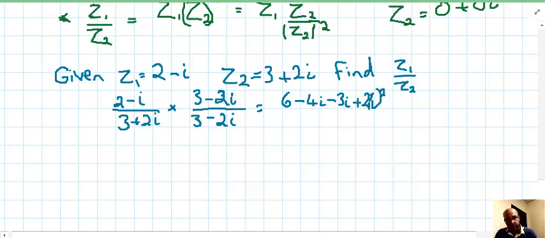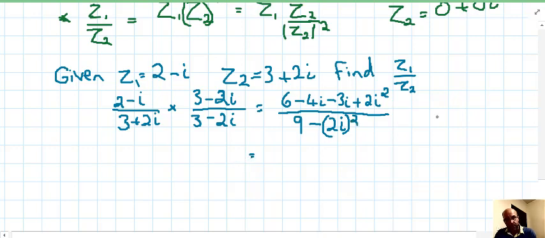Alright, can you still read that? No, that's awful. Okay, that's better. So over, a plus b times a minus b is 3 squared minus 2i all squared really.